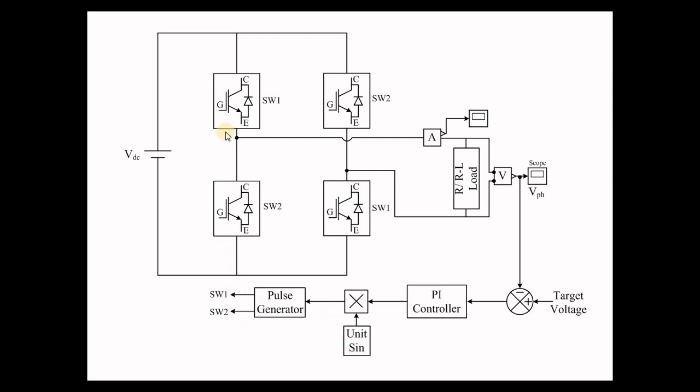So these two switches are switching on at the same time, and these two are switching on at the same time. These two are switching from 0 to 180 degrees, and these two are from 180 to 360 degrees. Whenever these two switches are switched on, current will flow in this direction through this switch and through this load. Whenever these two switches are switched on, my current will go in the reverse direction, I mean negative side. So I can get alternating current.